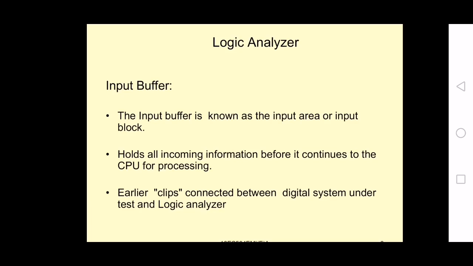So the first block is the input buffer. The input buffer is also known as the input area or input block. It will take the probe inputs that are coming from the system under test. The input buffer holds all the incoming information before it continues to the CPU for processing. So the purpose of the input buffer is to hold all the incoming information before it continues to the CPU for processing.